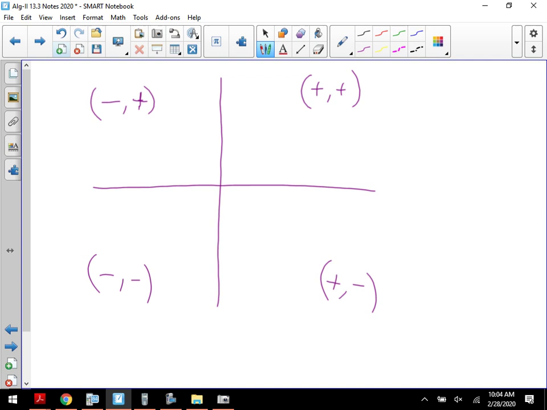If I'm in the first quadrant, what's my cosine always going to be? Positive. What's my sine always going to be? Positive. Cosine is positive, sine is positive.